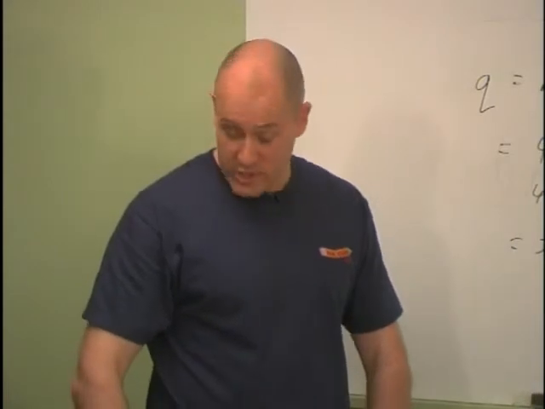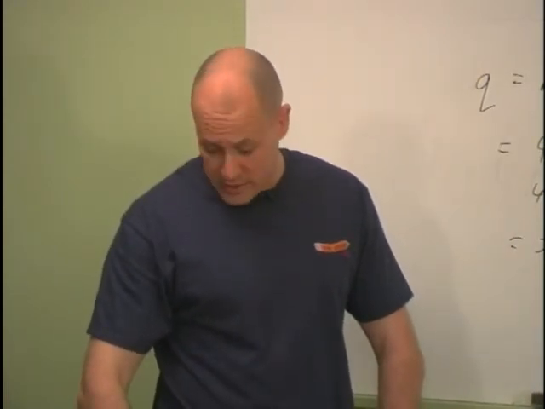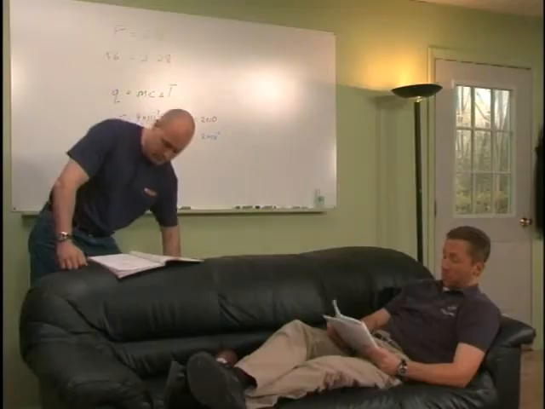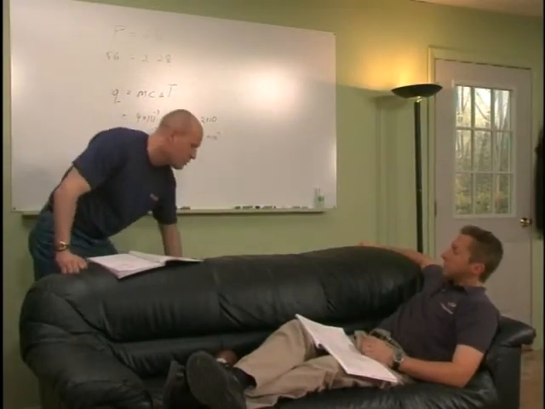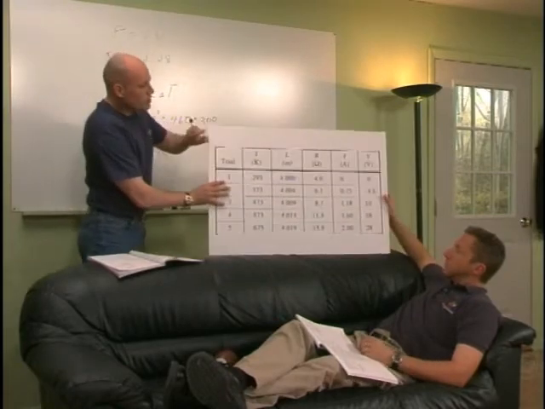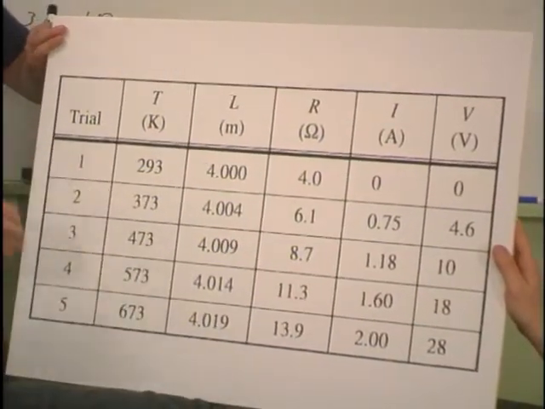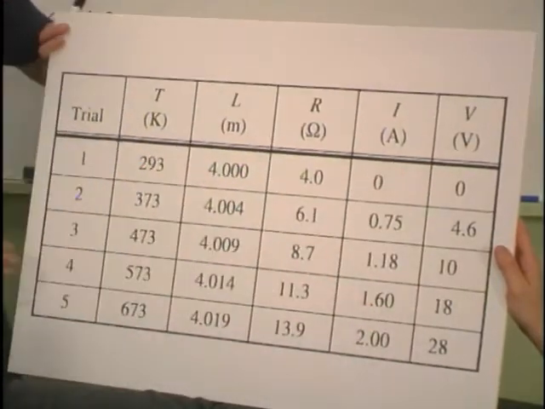During trial 5, the wire was heated from 293 K to 673 K, while V was held constant at 28 volts. How did the current through the circuit change during this time? If we take a look at the table here, we see that actually the voltage went from 0 to 28, but the question contradicts that. The question says it's going to hold constant at 28.